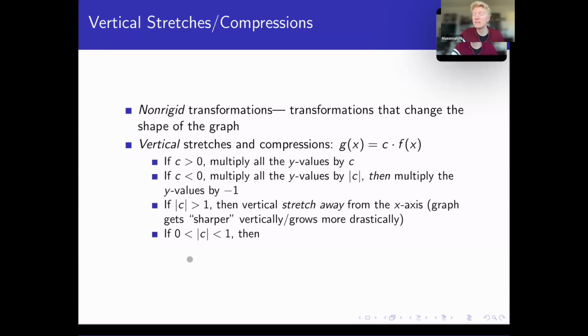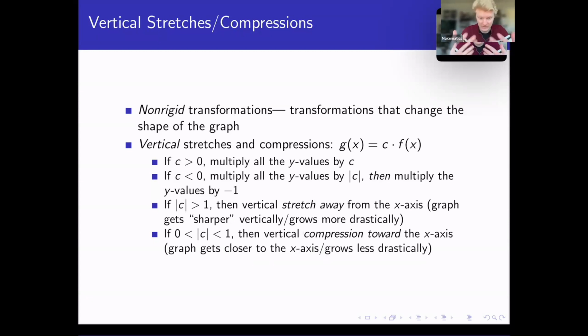Likewise, if your constant is some fraction between 0 and 1, like 1/2, then you're multiplying all the y values by 1/2, and if you're multiplying by 1/2, you're kind of dividing by 2. Well, in that case, you would get a lot closer to the x-axis. So if c is bigger than 1, you are stretching away from the x-axis, but for vertical compression, you are going toward the x-axis. It gets closer, it doesn't grow as quick, it gets wider. That will be a compression.